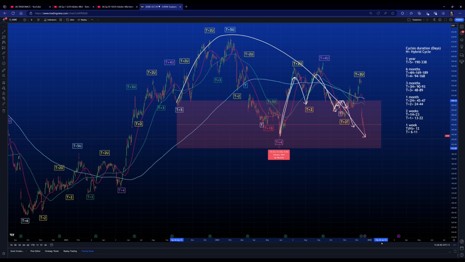So the first key message is that we can still keep going down until the 30th of January 2025. And after the 30th of January 2025, or even a little before, we can potentially have the right time to start a reversal trend, which is not yet in place.